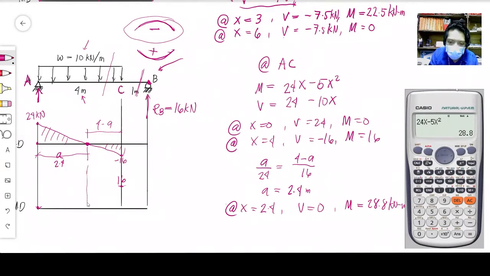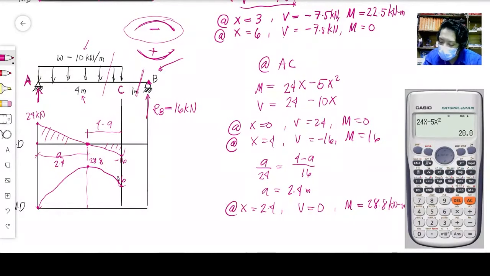At this point, it should be 28.8. So add it here too. This is 28.8, and indeed, this is the behavior of the graph, like this. So when the shear is zero, that is where the maximum moment occurs.